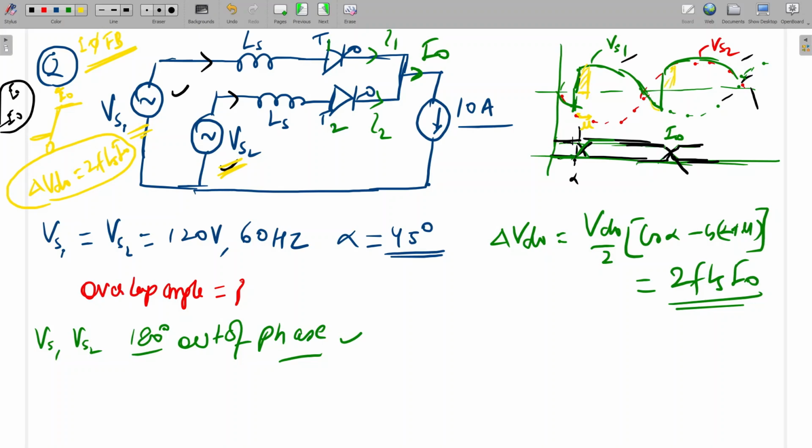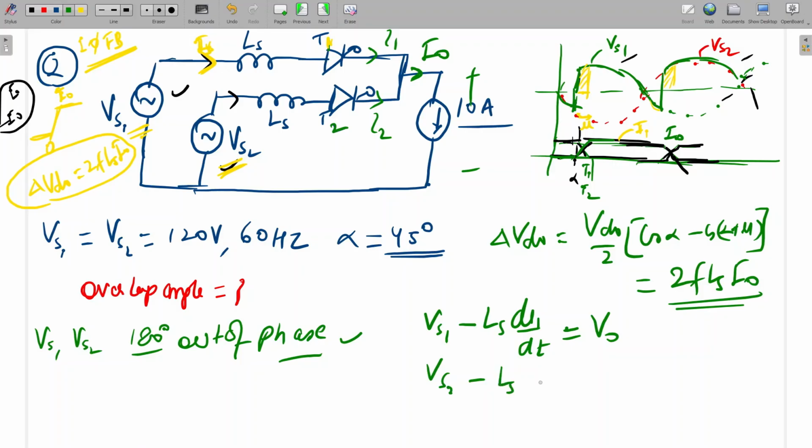same as that of the previous one, but if we are seeing the source current, IS, that is, the thyristor current T1, so this is T1. T1 is going from 0 to I0. So if you write the KVL equation during the overlap, meaning T1 and T2 both conduct, what is the KVL equation? VS1 minus Ls di1 by dt is equal to V0. And the second also will be Vs2 minus Ls di2 by dt equal to V0.